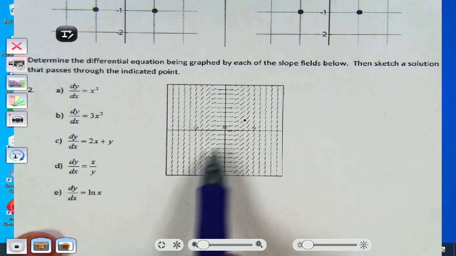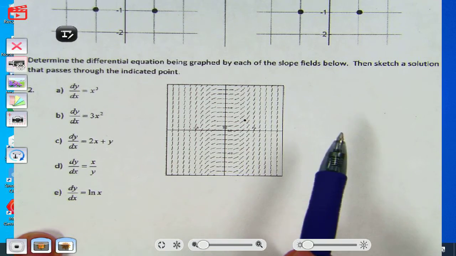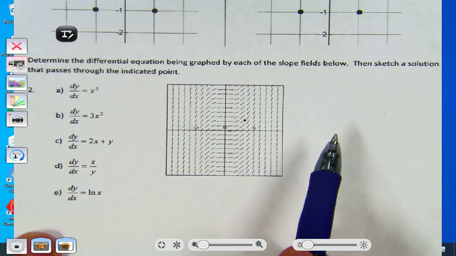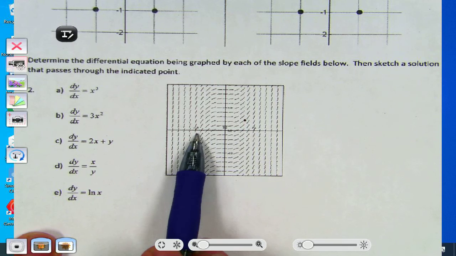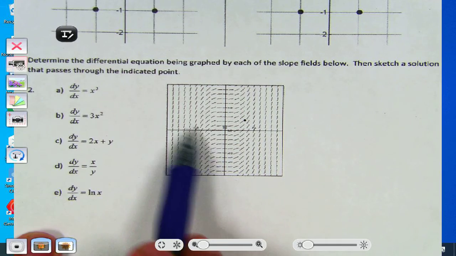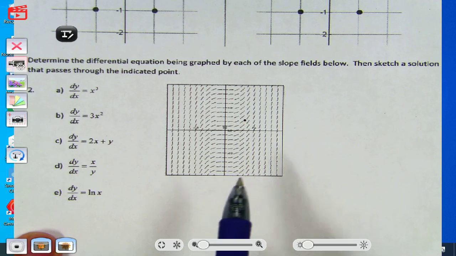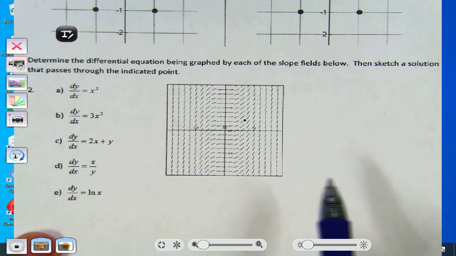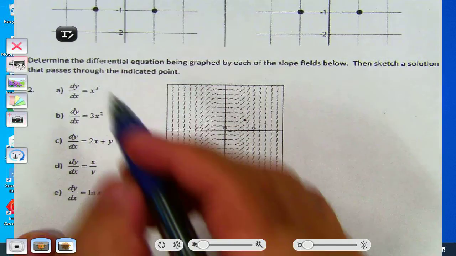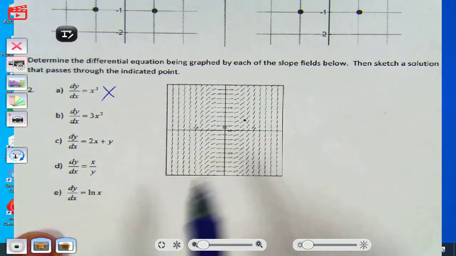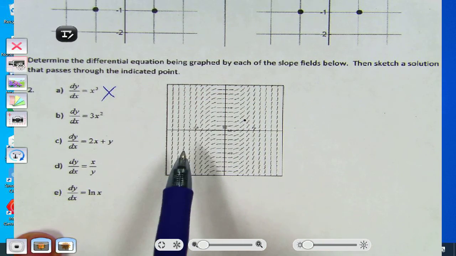Oh, wait a minute. We have a problem. What if you plug in a negative number? If you plug in a negative number, it should be negative. So this does not fit the left side. So it is not A. It is not A. I didn't circle it. Alright, I almost did.